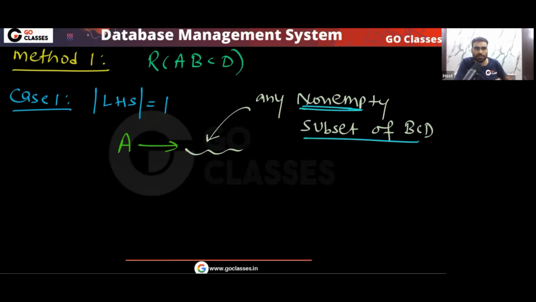How many non-empty subsets of BCD are there? Tell me. Okay, there are total 7. Yes or no? 2 power 3 minus 1. This 1 is to remove the empty set. So that means there are 7 choices. Remember this point. Very simple point.